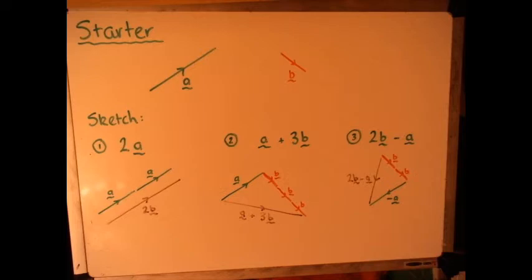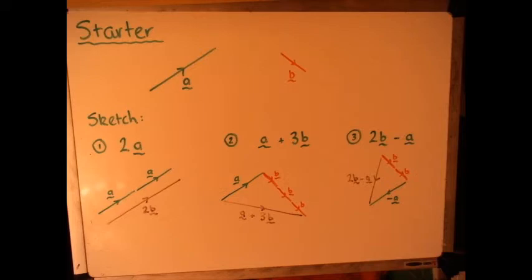In the next one, a plus 3b, we had vector a, and then we simply add nose to tail to it, 3 vector b's. And then our resultant vector, our new vector a plus 3b, is the line from our start point to our end point. And then we need an arrowhead on that to show what point did we start at, what point did we finish at.